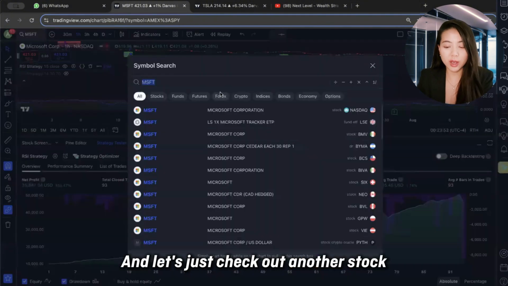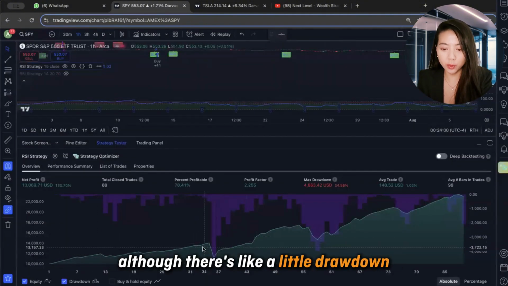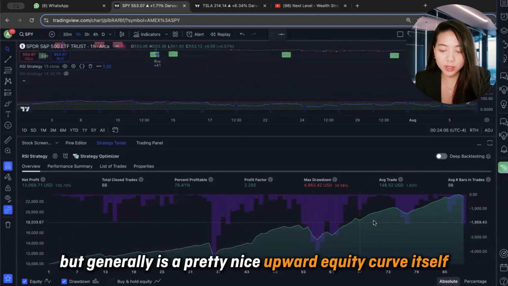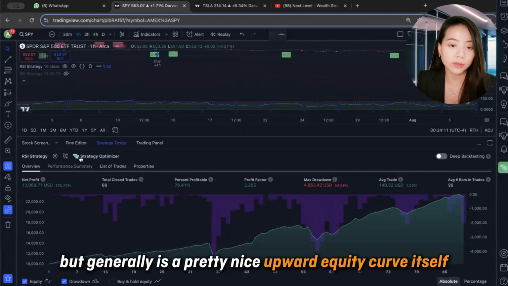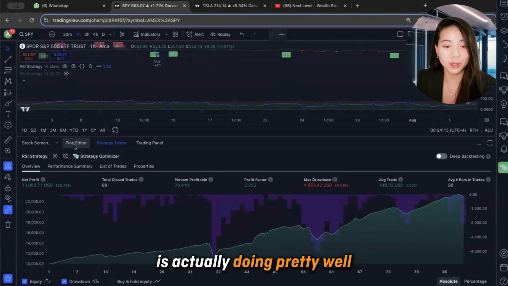Let's check out another stock, maybe SPY. You can see that SPY is also quite smooth, although there's a little drawdown here and here, but generally it's a pretty nice upward equity curve itself. So you can see that this RSI strategy that I've created in Pine Script is actually doing pretty well.